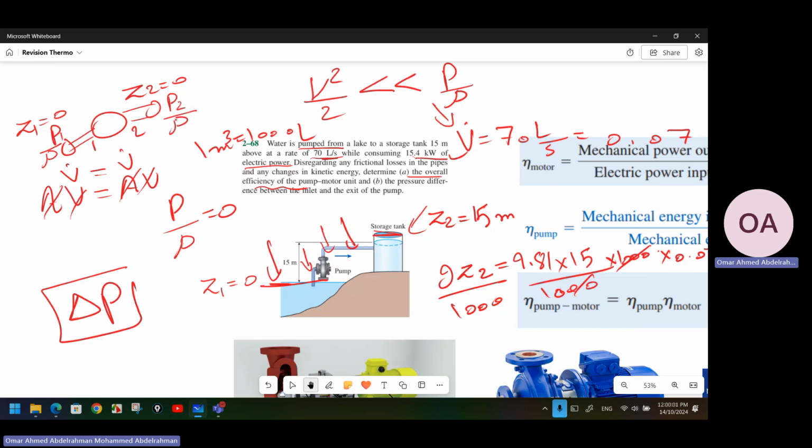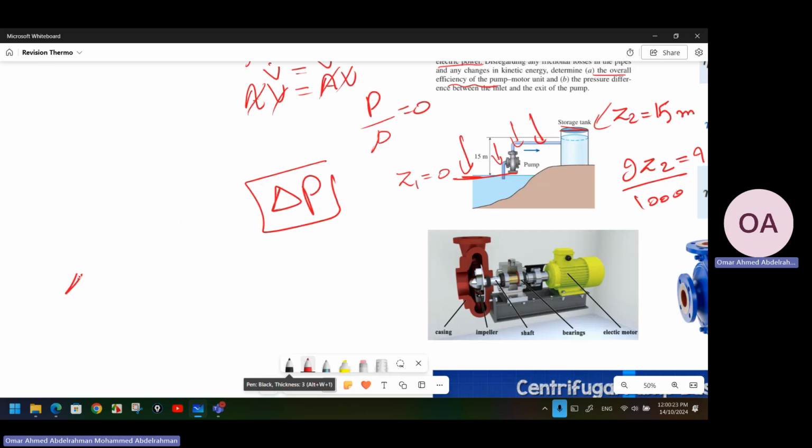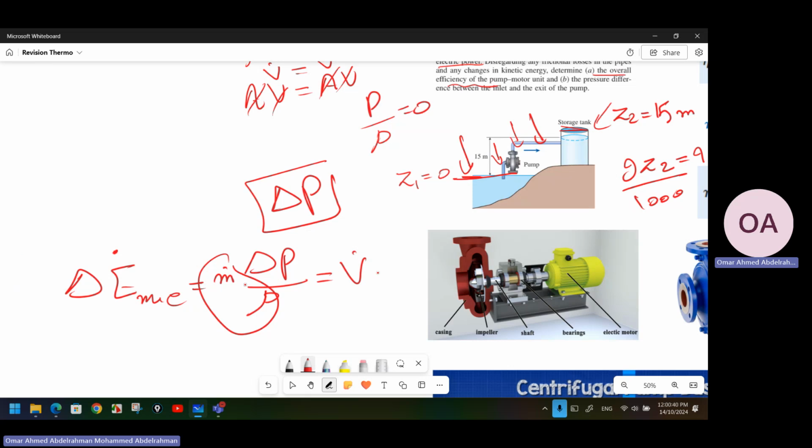Okay, that is the main contributor of the increase in the mechanical energy. So always the increase in the mechanical energy is related to pressure. In the turbine, it is related to the decrease in the pressure. In the pump, it is related to the increase in the pressure. So I can say that change in mechanical energy is always equal to the change in the flow work. And this one was in dot, so we need to put the mass flow rate. So mass flow rate over rho is V dot.